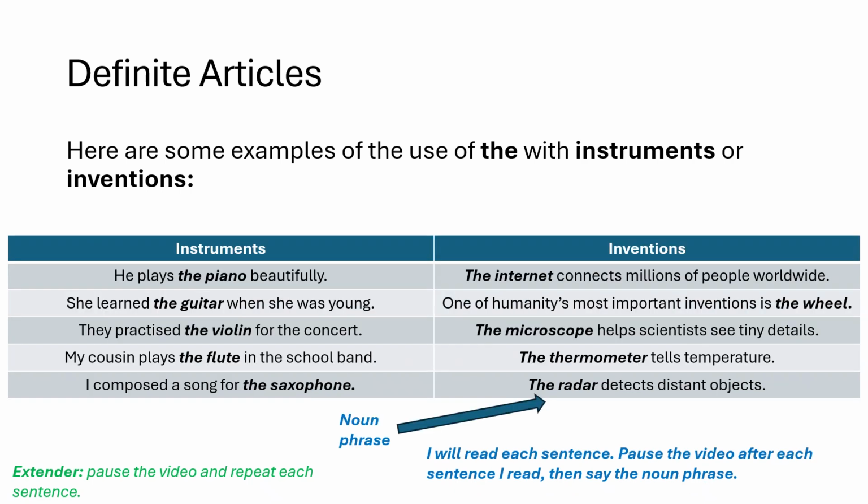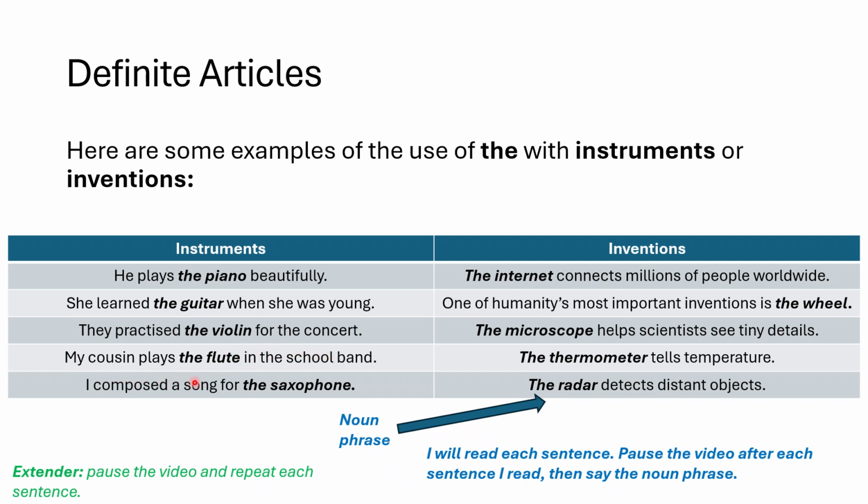Here are some examples of the use of the with instruments or inventions. I will read each sentence. Pause the video after each sentence I read, then say the noun phrase. He plays the piano beautifully. She learned the guitar when she was young. They practiced the violin for the concert.